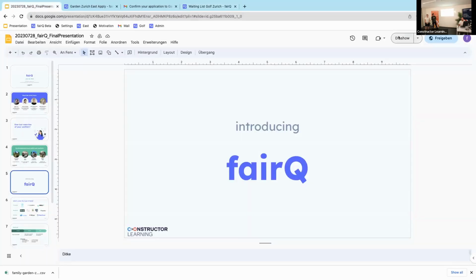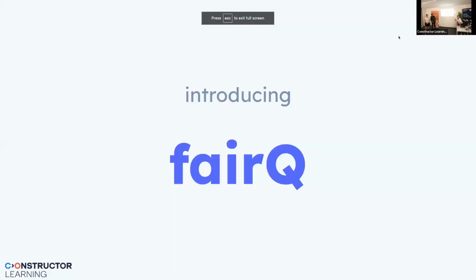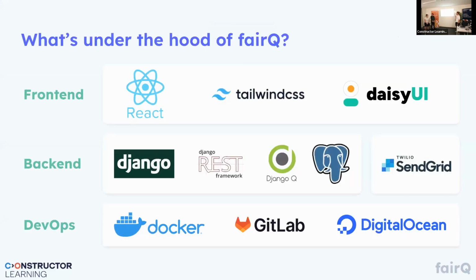I'm going to hand over to Alex. Thank you very much. Thanks a lot, Gabor. Now let's just see what's underneath FairQ. We've been using a lot of technologies that we've learned here at the bootcamp at Constructor. But next to that, we also used some extra technologies. For example, we used Django Queue in the backend, which is a task management queue that handles very computation-intensive tasks in the background while you're browsing the website. And we also used Tailwind CSS and Daisy UI for a nice user experience.